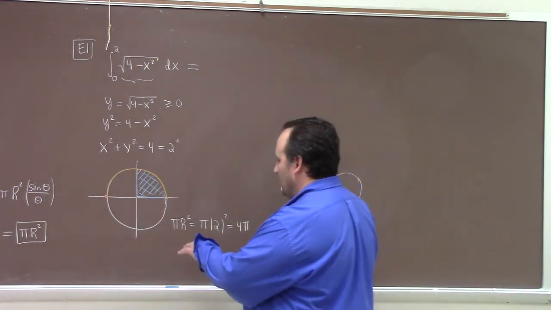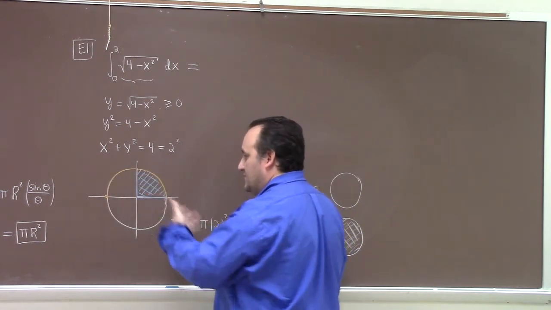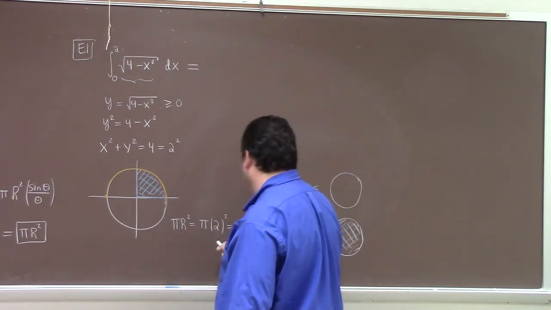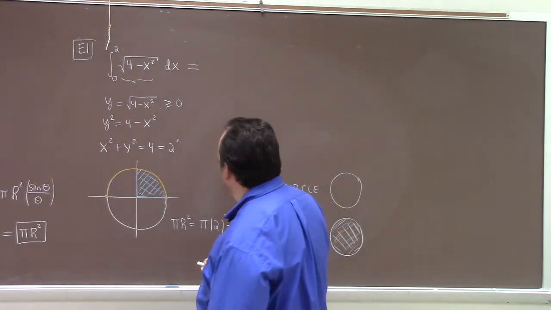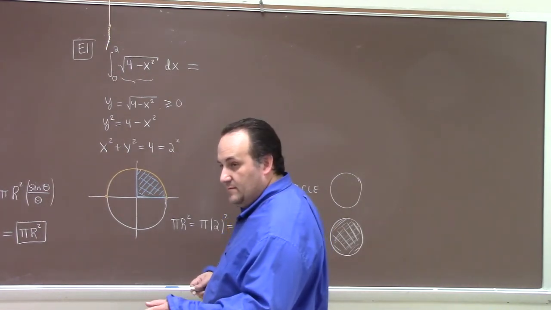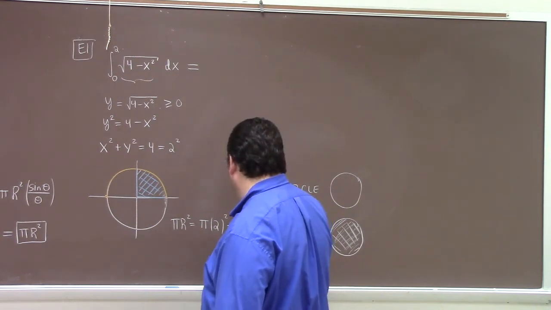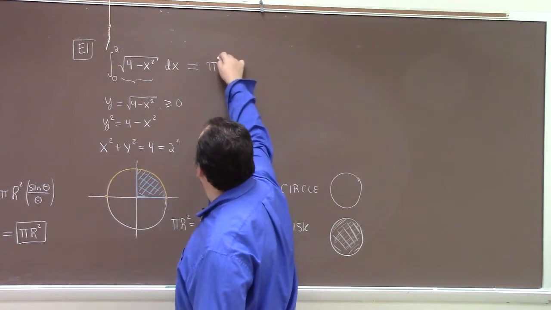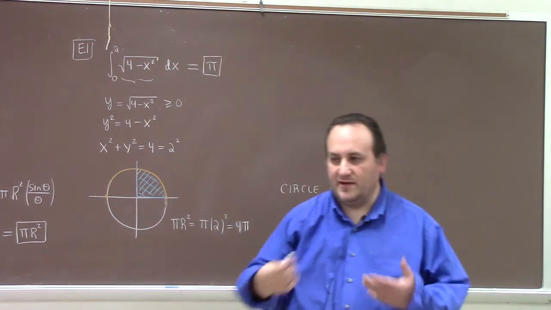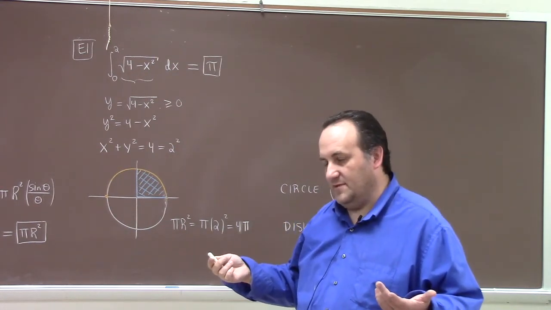So 4 pi all the way around, right? This is a quarter, so what's this integral? It's the whole circle. One quarter of that, which is just pi. So the answer is pi. In this particular case, because you know the area of a circle, you can calculate the answer.